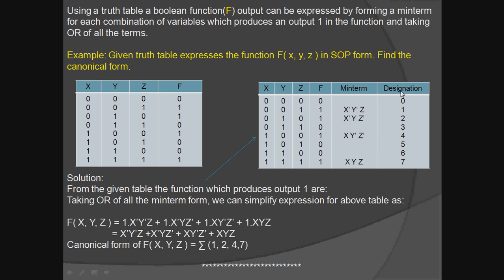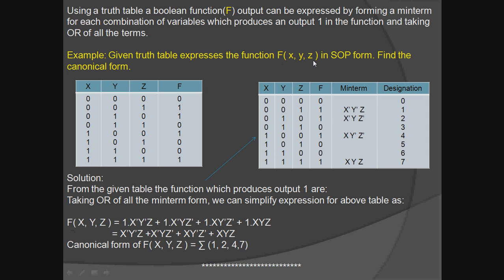So that means the min term notation, that is m0, m1, m2, m3, m4, right? So this is actually the decimal format, and also the min term notation. So you can see that this x complement, y complement, z, in terms of the designation it is 1, and here it is 2, here it is 4, and here it is 7, right? So now from the given table, the function which produces output 1 are, so taking OR of all the min term forms, we can simplify the expression for the above table, so we find the function.